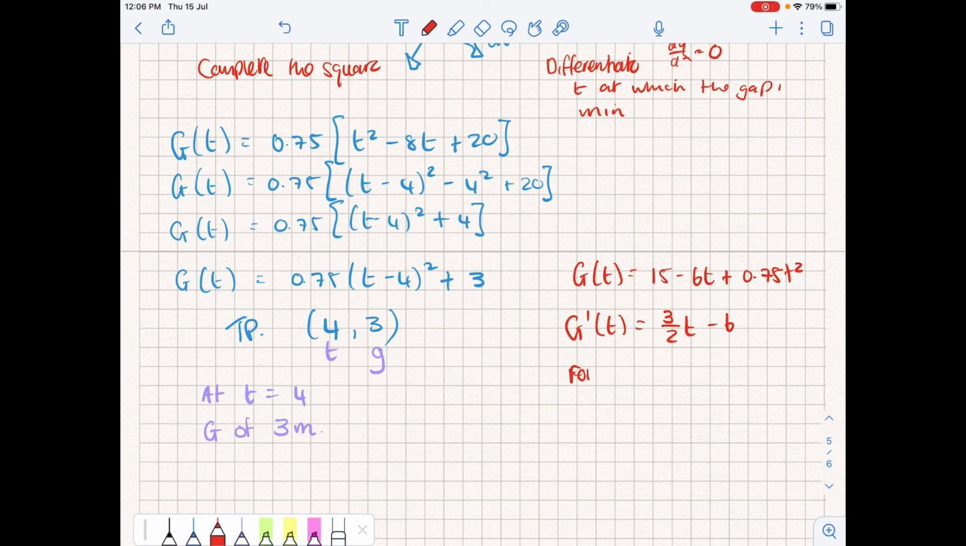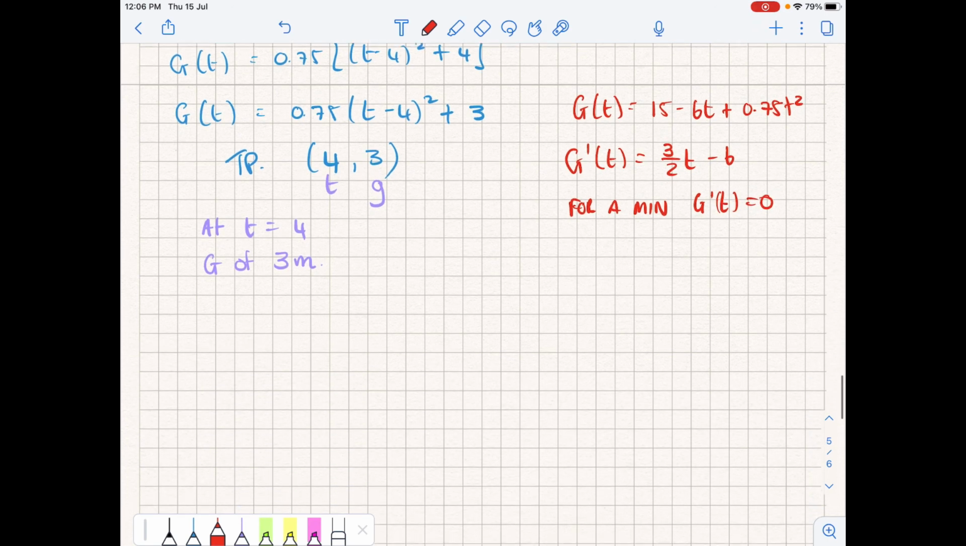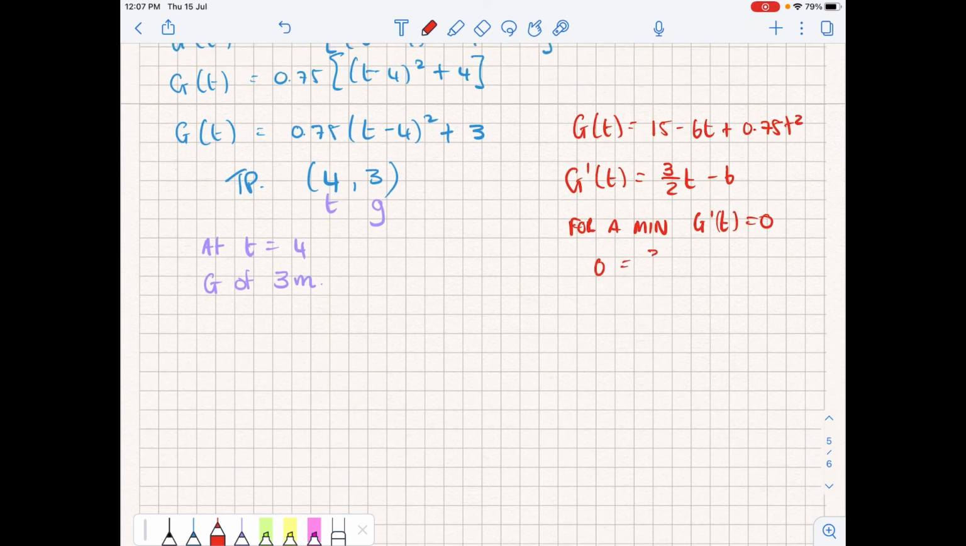And for a minimum, my g dash t must be equal to 0. So let's make it equal to 0. 0 is equal to 3 over 2t minus 6. 3 over 2t is equal to 6. T is equal to, right, we need to divide by 3 over 2. So 6 divided by 3 over 2, unsurprisingly, is going to give me 4. Is my time equal to 4, and now I substitute this value back into the original function to give me the gap, because remember the derivative doesn't give me the gap, that comes from the original function.